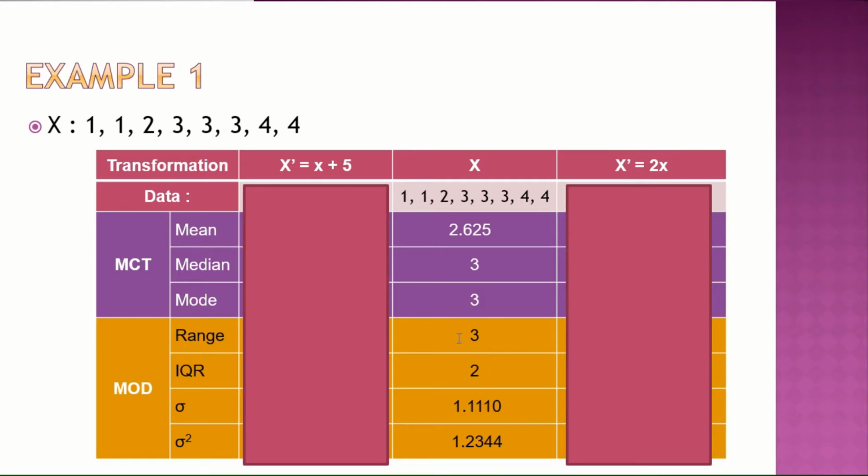Now if you times 2, what will happen? Your mean also times 2. Your median also times 2. Your mode also times 2. Everything times 2. But what about your MOD? Range will also multiply 2. IQR times 2. Standard deviation times 2. But your variance, you will multiply it with 2 squared. Alright?